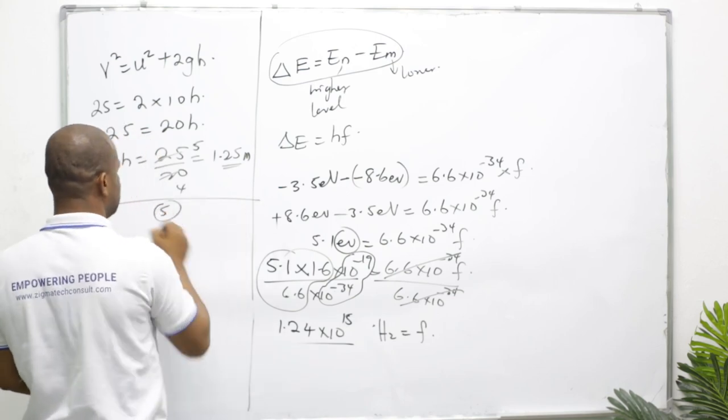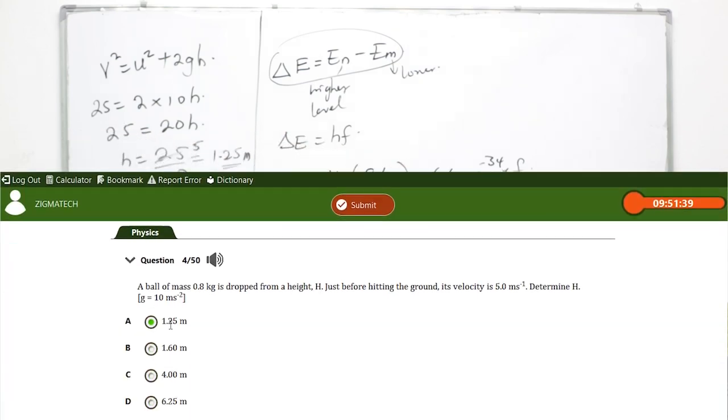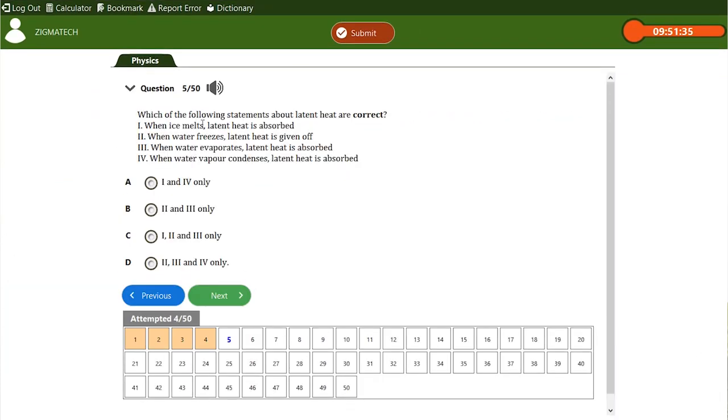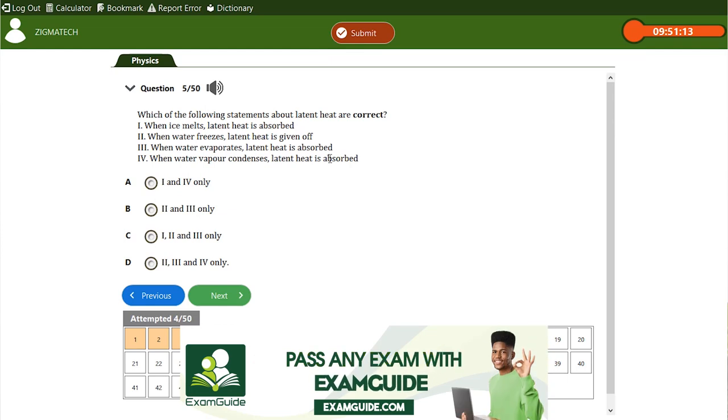Number five. Which of the following statements about latent heat are correct? One, when ice melts, latent heat is absorbed. So what leads to melting? Melting means heat is added. Yes, for heat to be added, heat is absorbed. So that one is a correct statement.